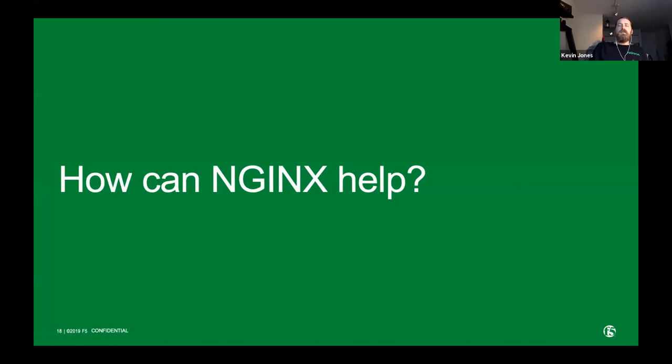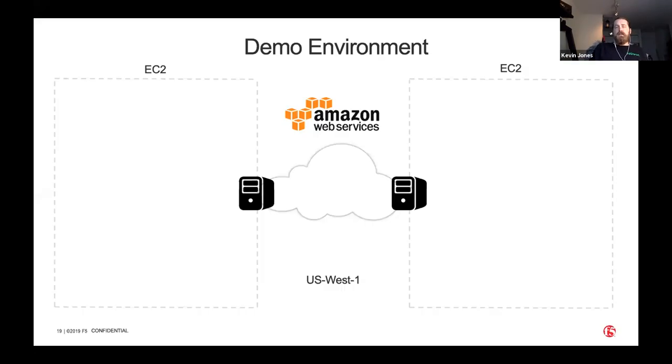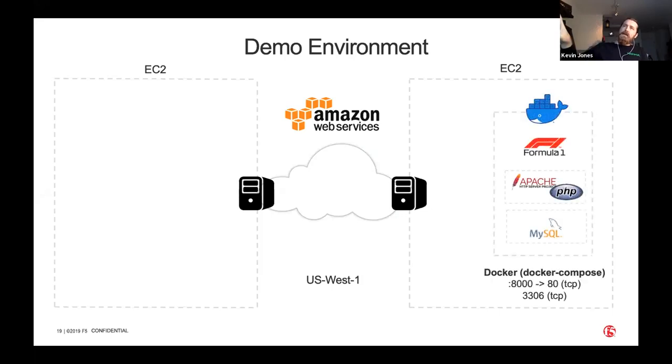To do this, my demo environment is all running in AWS. I have two EC2 instances running in US West, as I'm in San Francisco right now. On the API server, I'm running Docker, and I have what's called a Formula One API. It's a demo API available in Docker Compose or Docker, and it runs on Apache, PHP, and MySQL. So it's essentially the LAMP stack, and it all runs in Docker Compose. You can run docker-compose up and it will spin it up for you.